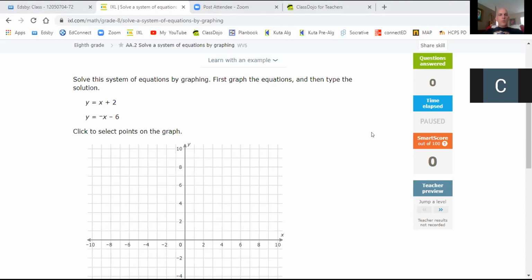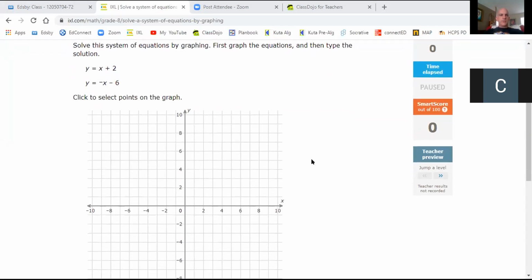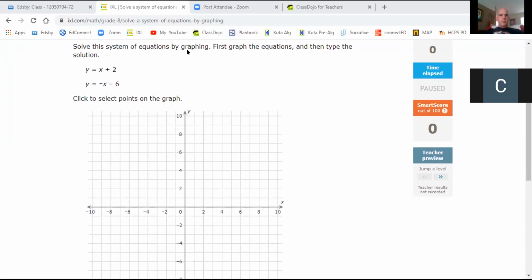So what we're going to look at here on this IXL section then is how it works and how we put in our answers. So to solve the system of equations by graphing, it says first graph the equations, then type the solution. So they give us 2 equations. Both of these are in slope-intercept form, y equals mx plus b. All right. So we'll graph both of those, but let's talk about how we do that, because we've got 2 equations and it wants us to graph both.